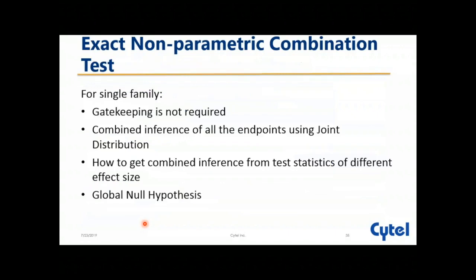Now we'll see the next test, the non-parametric combination test. For the single family, suppose there are multiple endpoints, but all of them are of the same importance. So it is only one family with all primary endpoints. So there is no gatekeeping required. But for each endpoint, we'll get separate inference. While finally, we want to say if treatment A is better than treatment B or not. In that case, we need the combined inference.